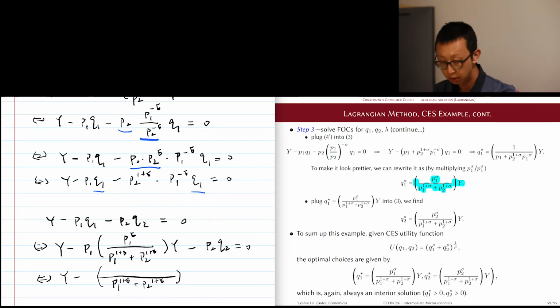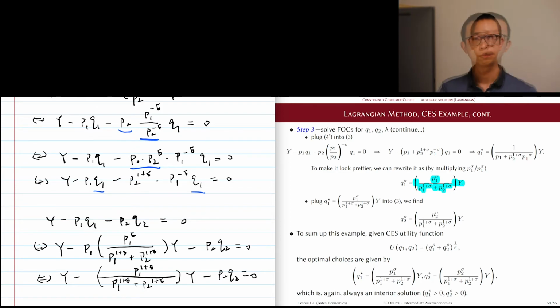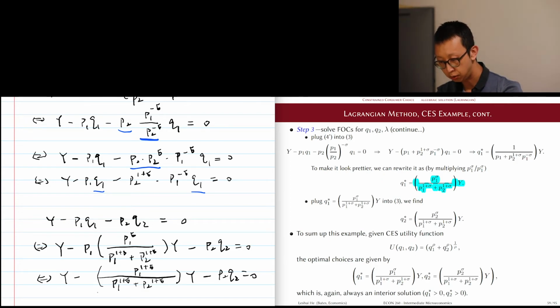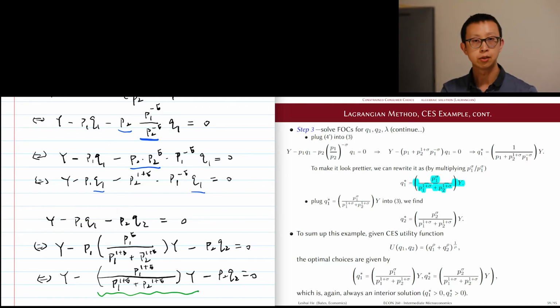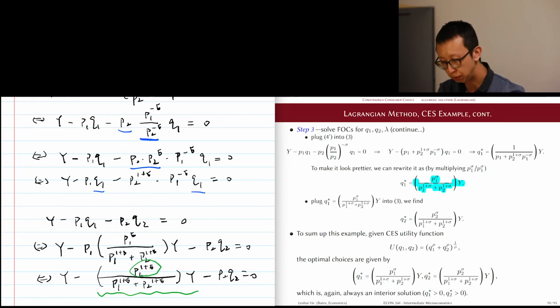And the top now, combining the power of P1 to the power of 1 and P1 to the power of sigma, we have P1 to the power of 1 plus sigma times y minus P2 times Q2 is equal to 0. What you will notice is that the expenditure on good 1 is simply the share of P1 relative to some sort of average between P1 and P2 together on the denominator.